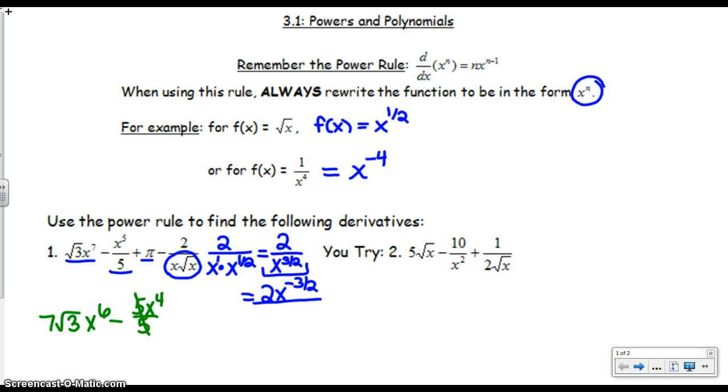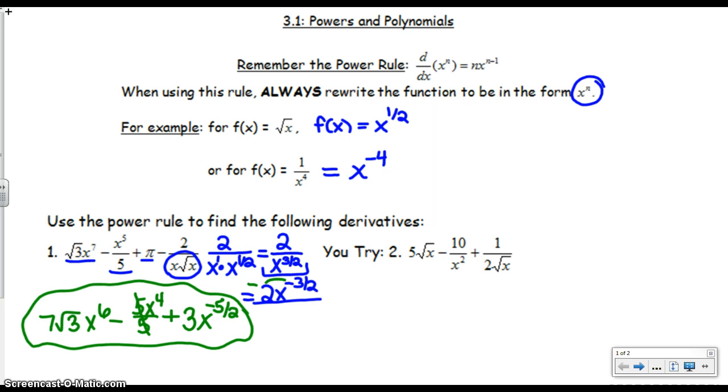And then the last term, we're going to do 2 times the -3/2, and it's actually a -3. So 2 times the -3/2 would give us -3. And then we're going to do -3/2 minus 1, which is -5/2. So this would be the derivative. So take a moment, try number 2, pause the video when you're finished. When you think you've got your answer, unpause the video and the answer will appear.